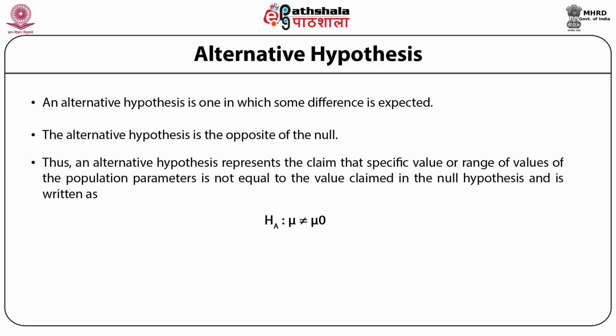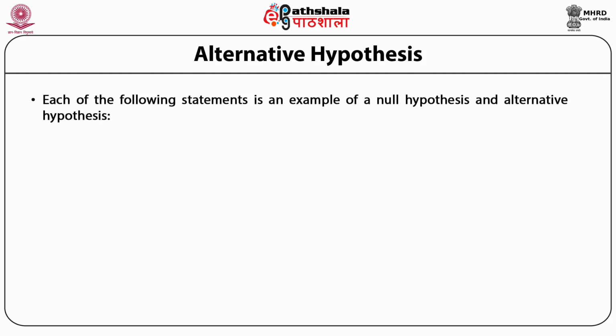is not equal to mu naught, or mu is less than mu naught, or it is greater than mu naught. Consequently, each of the following statements is an example of null hypothesis and the alternative hypothesis. For example, if we are taking null hypothesis where we are assuming that mu is equal to mu naught, then the alternative hypothesis for such null hypothesis will be that mu is not equal to mu naught.